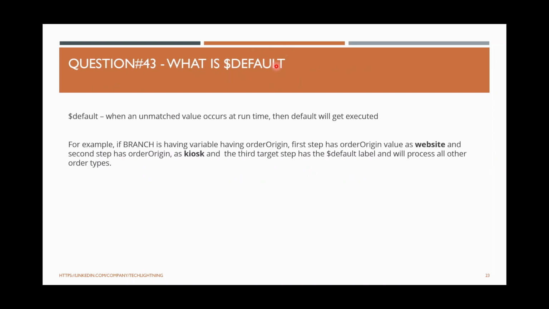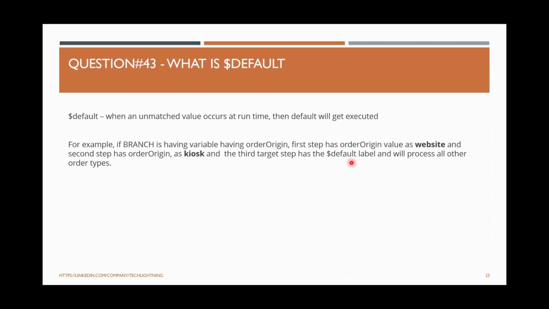What is $default? In webMethods flow services, mainly in the map step or branch sequence, we use $default, $null, $parent, $loop, all those kinds of variables. So what does $default do? It applies when an unmatched value occurs at runtime. For example, I have a branch on a field called order origin. If the order origin value is website, I execute one set of sequences, and if it's kiosk, I do something else. And if there is a default label, then if the order origin is not website and not kiosk, the default sequence will get executed.